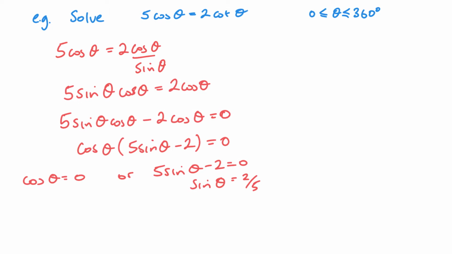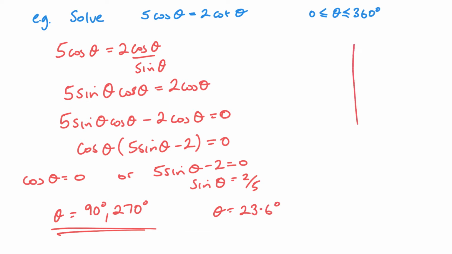Okay, now I want to find out my values of theta, and then of course I need to work them out between 0 and 360 degrees. Now for the first one, I know that cos theta equaling 0 happens at 90 degrees and 270 degrees, so that's nice and easy. My second one, I used a calculator for this one, and I get 23.6 degrees. Now I'm going to use the CAST rule just to find my additional ones for here.